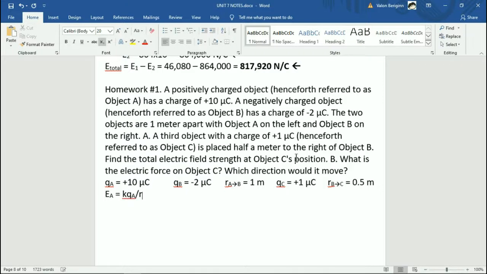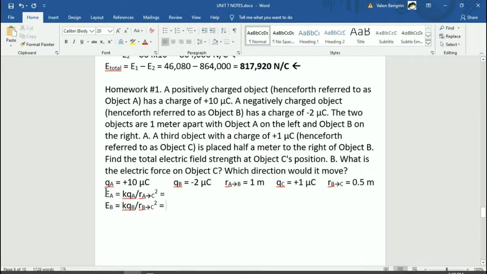The distance here being from A to C squared. And we will need field B, the distance from B to C squared. Okay. So this is for part A. Well, you get the idea. Okay, this is all part A. So, let's plug in the numbers here.